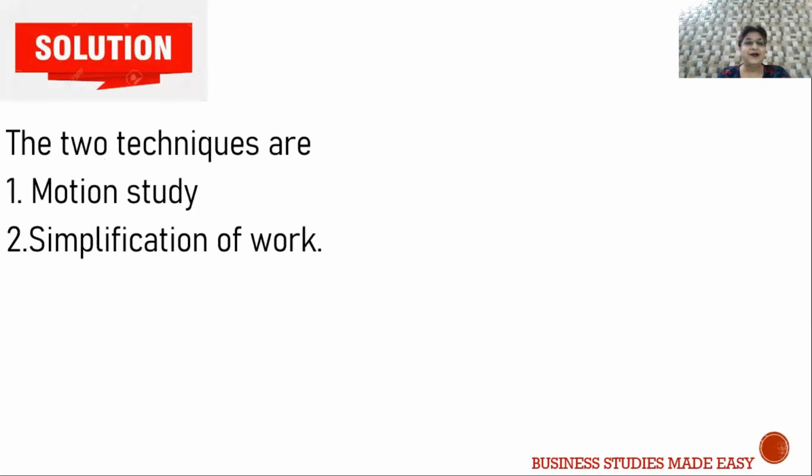You can write both things, but I especially highlighted simplification of work to tell you that here they're talking about the simplification of work. That is removal of superfluous varieties, extra varieties. So that's all in this video.